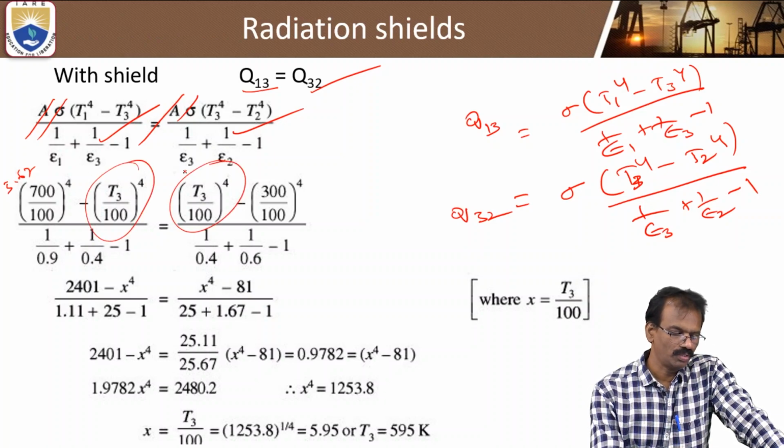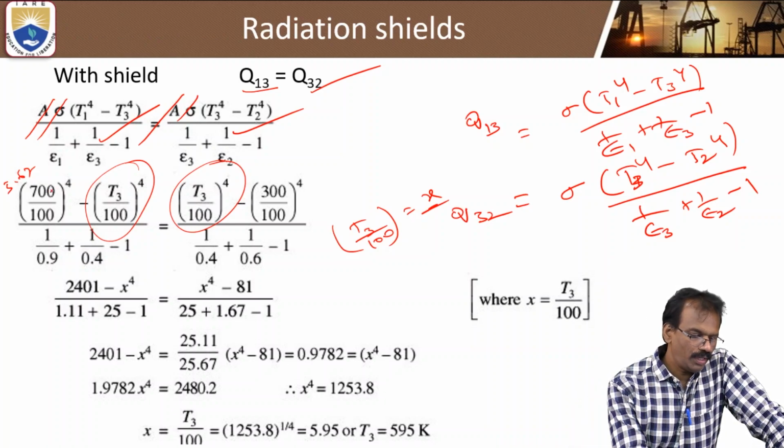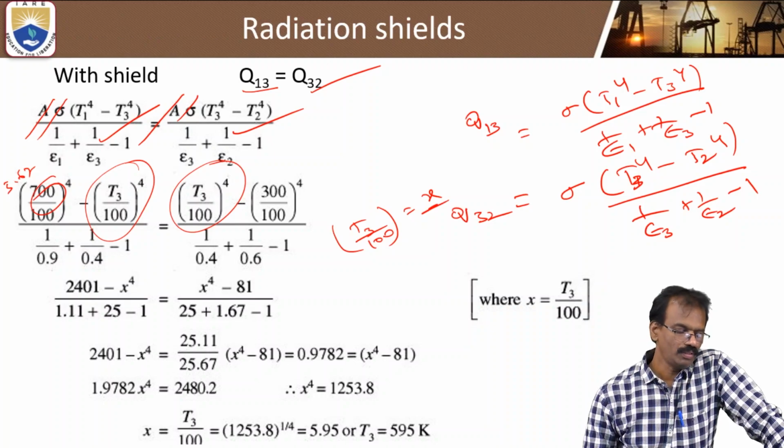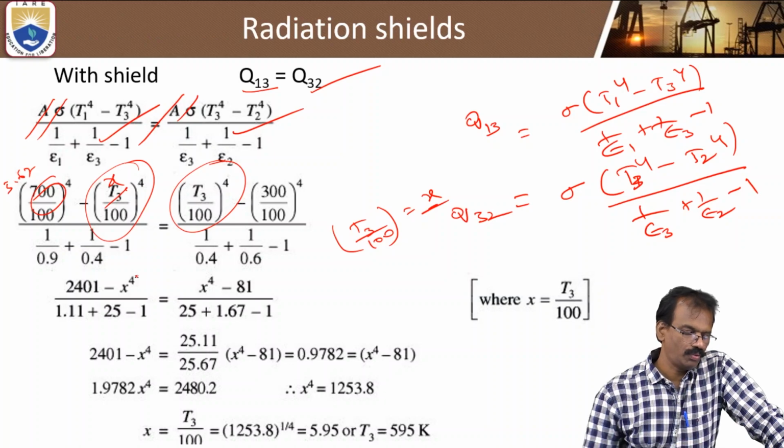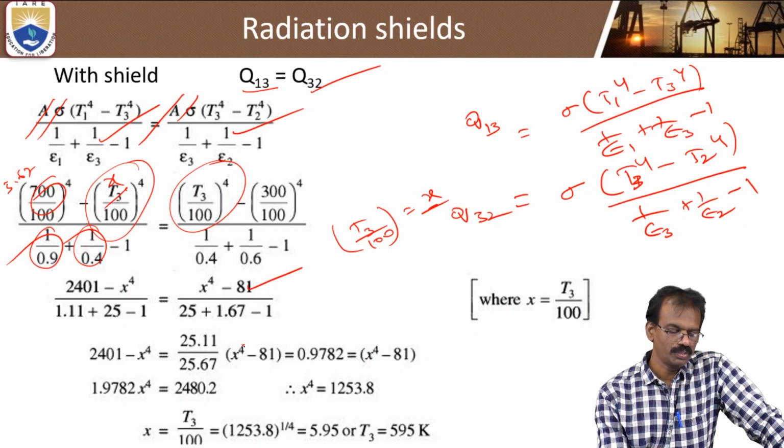Here we can take T3 by 100 as the x value. You can find out the T3 value also here. Then 700 by 100 to the power 4 is 2401 minus x to the power 4, by 1 by 0.9, which is 1.11, plus 25 minus 1. Similarly, x to the power 4, because T3 by 100 is x, minus 300 by 100 means 3 to the power 4, that is 81, by 1 by 0.4, which means 2.5, plus 1 by 0.6, which means 1.67.